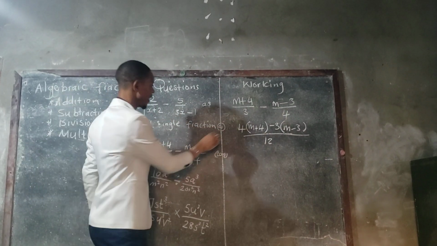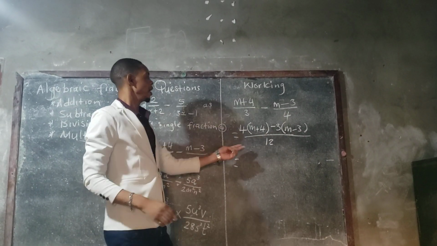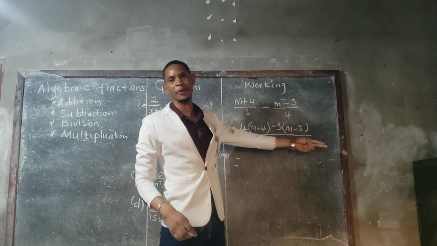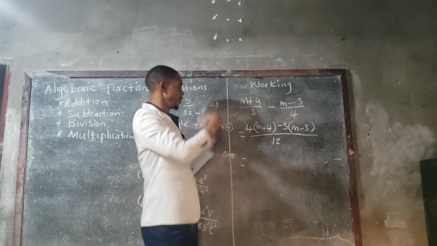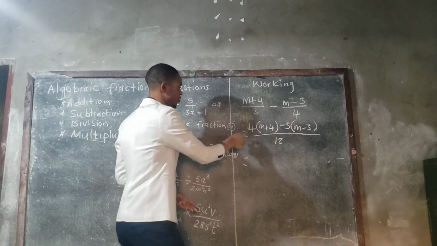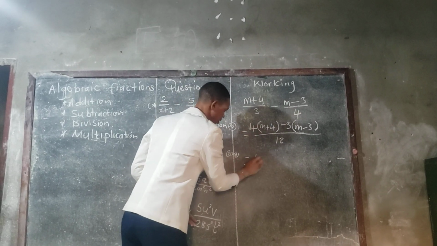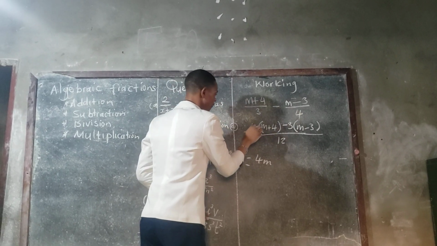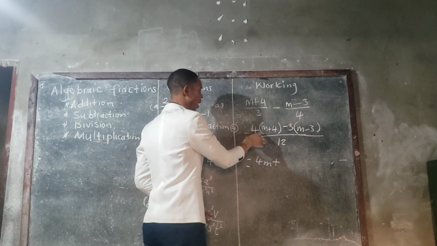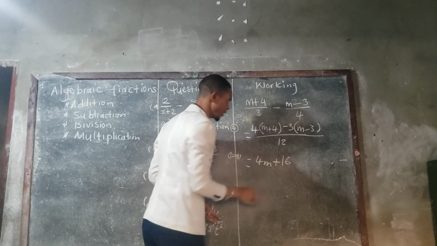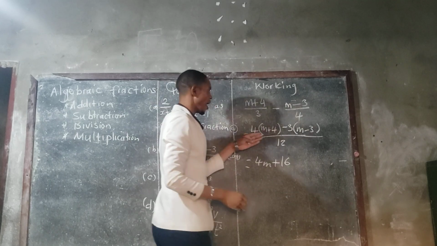Having done that, the next step is to remove or rule out the brackets by multiplying the outside number to the inside number in the bracket. So I'll say 4 by m, that is 4m. Then 4 positive by positive, positive. 4 by 4 gives me 16. Okay, I'm done with it. I've ruled out the brackets.